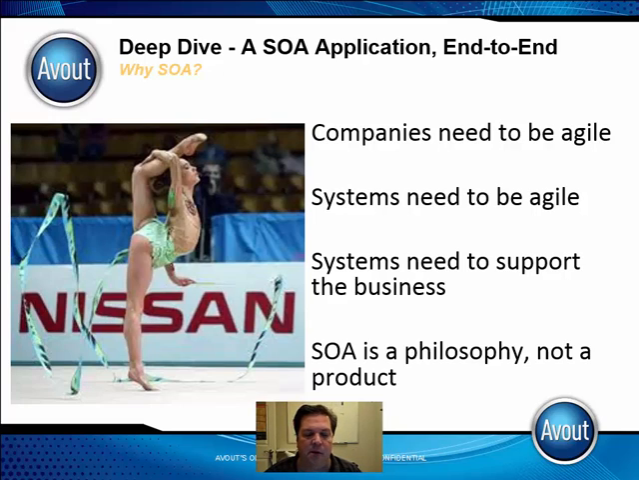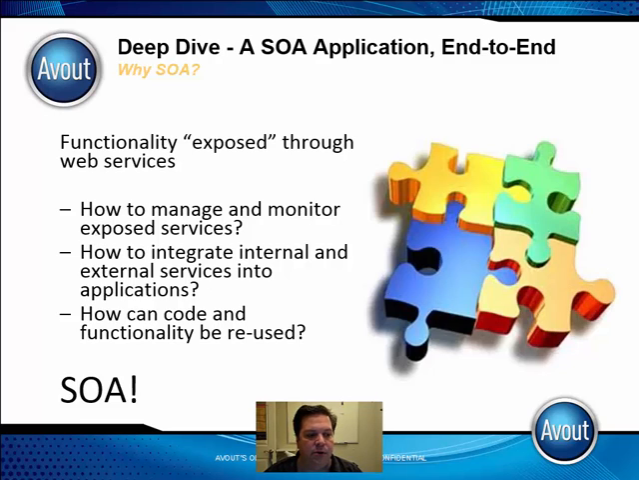Functionality in a SOA-based application is exposed through the different web services that are out there. How to manage and monitor those exposed services, how do we integrate internal and external services into our application, and how can code and functionality be reused. If you conform to the SOA standards, all of these things are available to you. You can reuse code over and over again. You can test code within an inch of its life and make sure that a particular piece of code functions the way it's supposed to, as opposed to the very difficult process of doing system or regression or functional testing inside of a monolithic application. There's a lot of benefits that go along with structuring applications this way, and hopefully they'll become more and more obvious as we go through more and more of these slides.